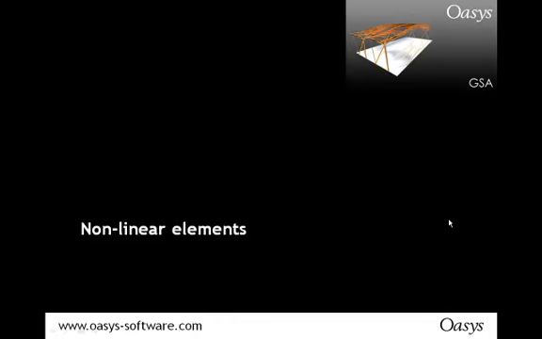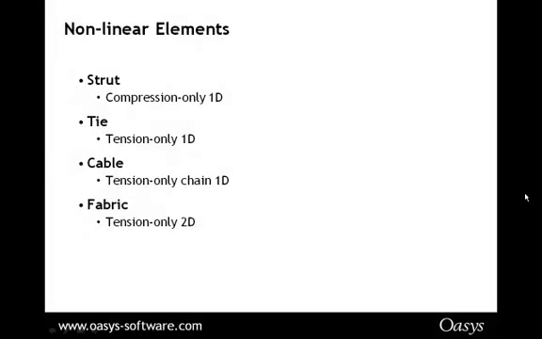In GSA, we also have nonlinear elements, and some you might be familiar with: struts and ties, compression only and tension only elements. We also have cables, which are a tension only chain of elements where the tension remains constant along the chain, and also fabric elements, which are tension only two-dimensional pieces of fabric, quite literally.